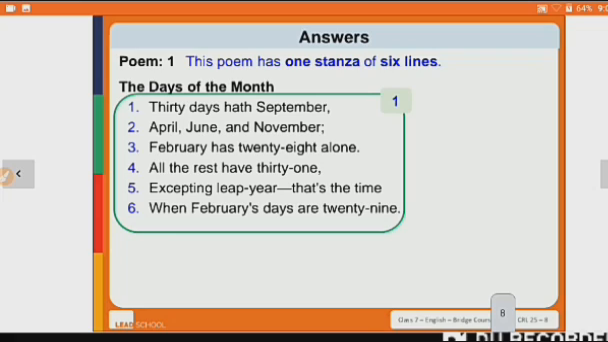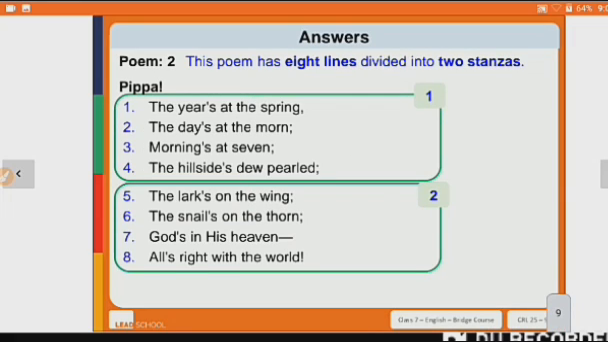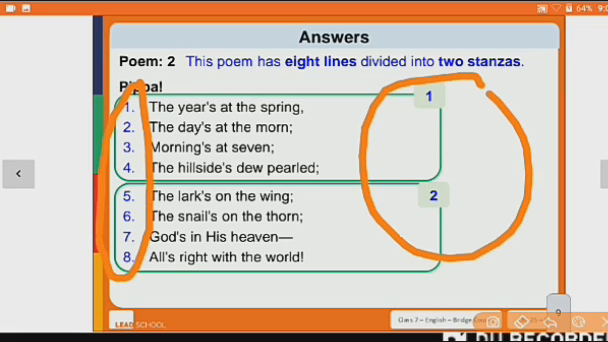Very good. First poem में how many lines we have? 6. There is no any stanza. Then second poem में 2 stanza है और 8 lines है. So here lines are indicated and here paragraphs.